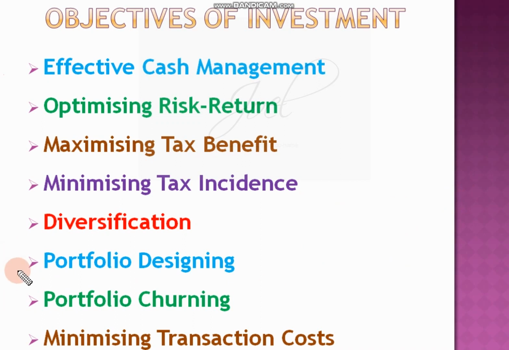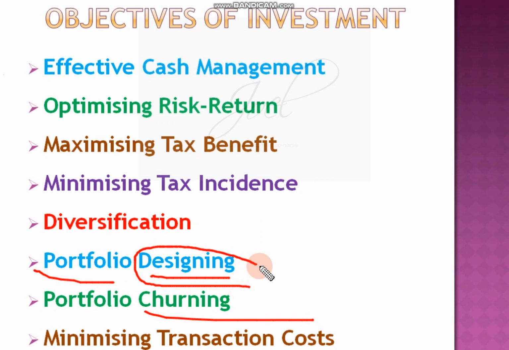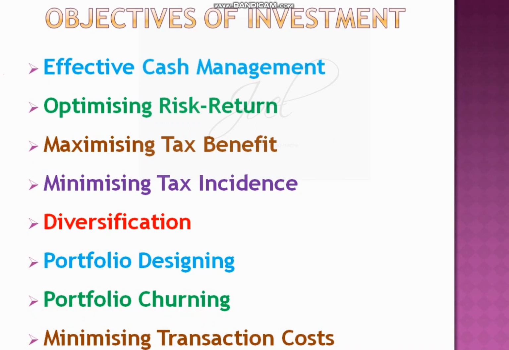Next two concepts, portfolio designing and churning. Together I'll explain these two concepts. What is portfolio designing and what is portfolio churning? Now the diversification concept itself will clarify what a portfolio is. Portfolio means a group of different investment avenues. So you have 1 lakh rupees, you will invest in 5 different avenues, 20,000 each: 20,000 in bank, 20,000 in land, 20,000 in gold, 20,000 in share market, 20,000 in mutual funds.